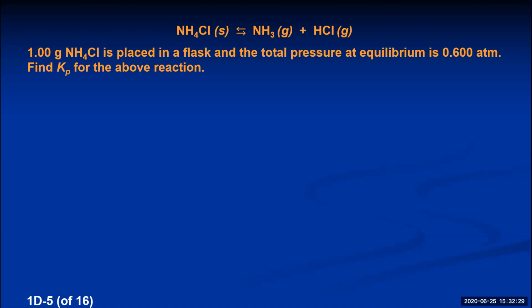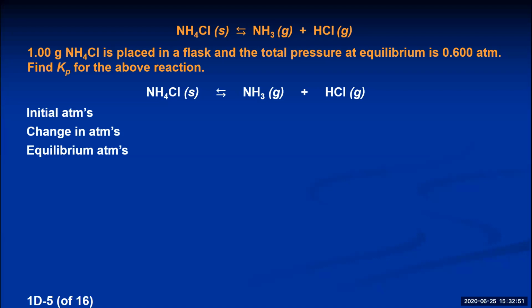So as before, we're given some initial data. 1 gram of the ammonium chloride is placed into a container, initial conditions. We're trying to find something about equilibrium. What's the equilibrium constant? We'll need to know all the equilibrium pressures in order to get the Kp for the reaction. So if we take our reaction and we do an ICE table, and because we're trying to find a Kp, the ICE table is going to be for pressures, so initial atmospheres, change in atmospheres, equilibrium atmospheres.